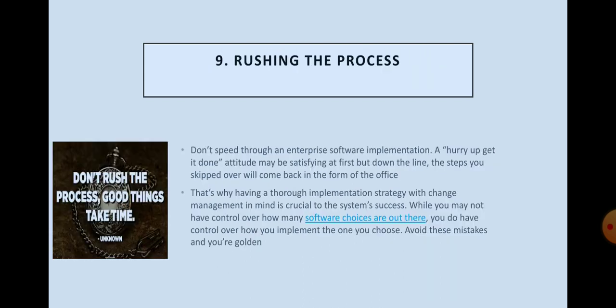The ninth one is rushing the process. We always move to rush, but we should not rush. Do not speed through an enterprise software implementation. A hurry-up-and-get-it-done attitude may be satisfying at first, but down the line, the steps you skipped over will come back in the form of headaches. That's why having a true implementation strategy with change management in mind is crucial to the system's success.